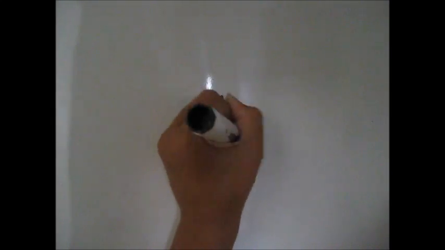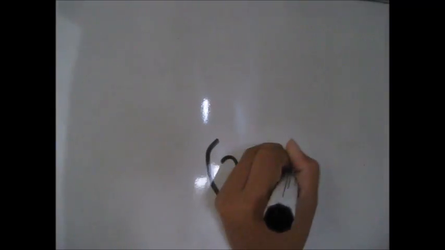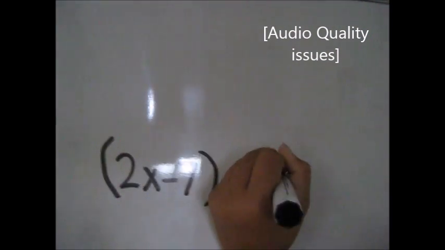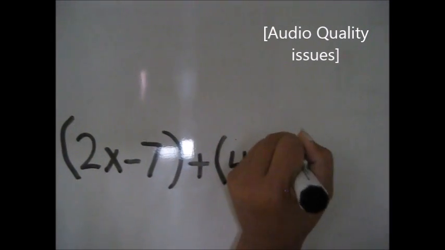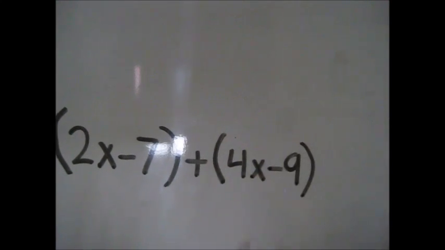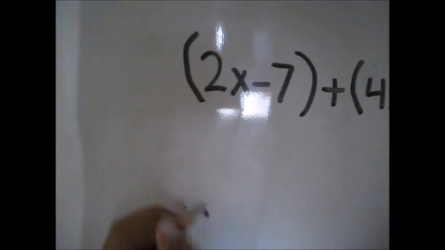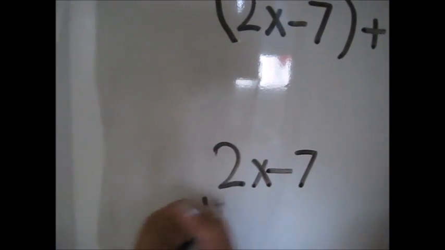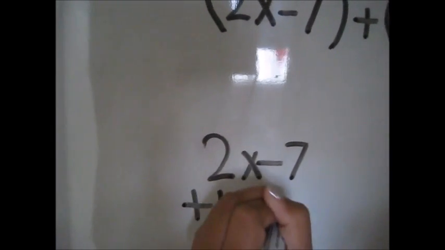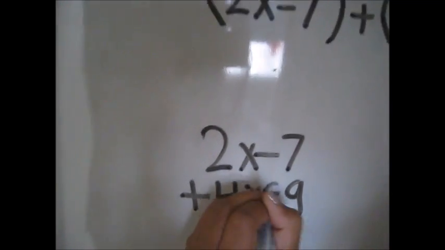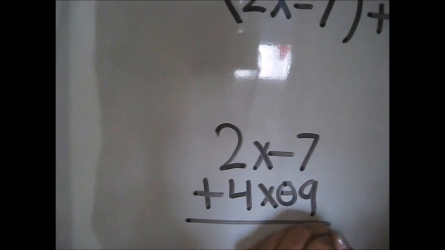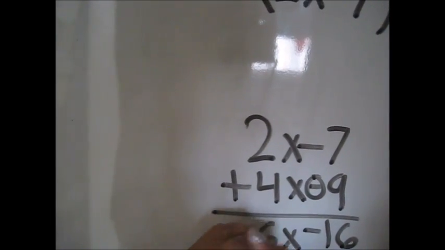Hey guys, so I'm Taylor, and so the first problem is open parentheses 2x minus 7 close parentheses plus open parentheses 4x minus 9 close parentheses. Next step is to bring down the polynomial on the right underneath the polynomial to the left. Also, both polynomials can now be written without parentheses, and make sure you line up the like terms. The last step is to solve by adding and subtracting the like terms. Then the answer should come out to be 6x minus 16.